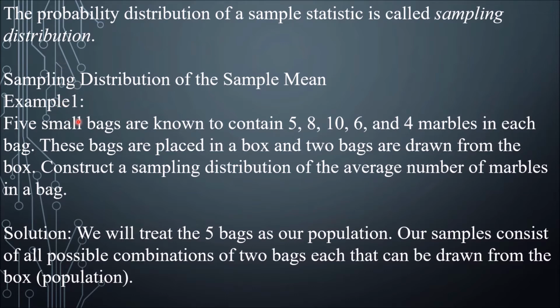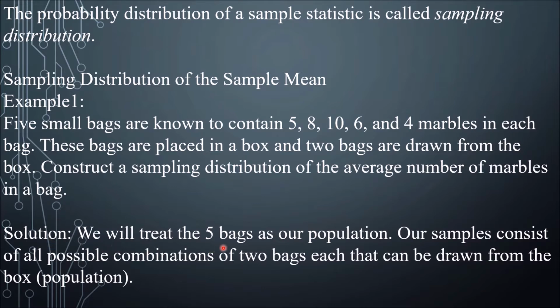Now let's have an example of this sampling distribution of the sample mean. 5 small bags are known to contain 5, 8, 10, 6, and 4 marbles in each bag. These bags are placed in a box and 2 bags are drawn from the box. Construct a sampling distribution of the average number of marbles in a bag.